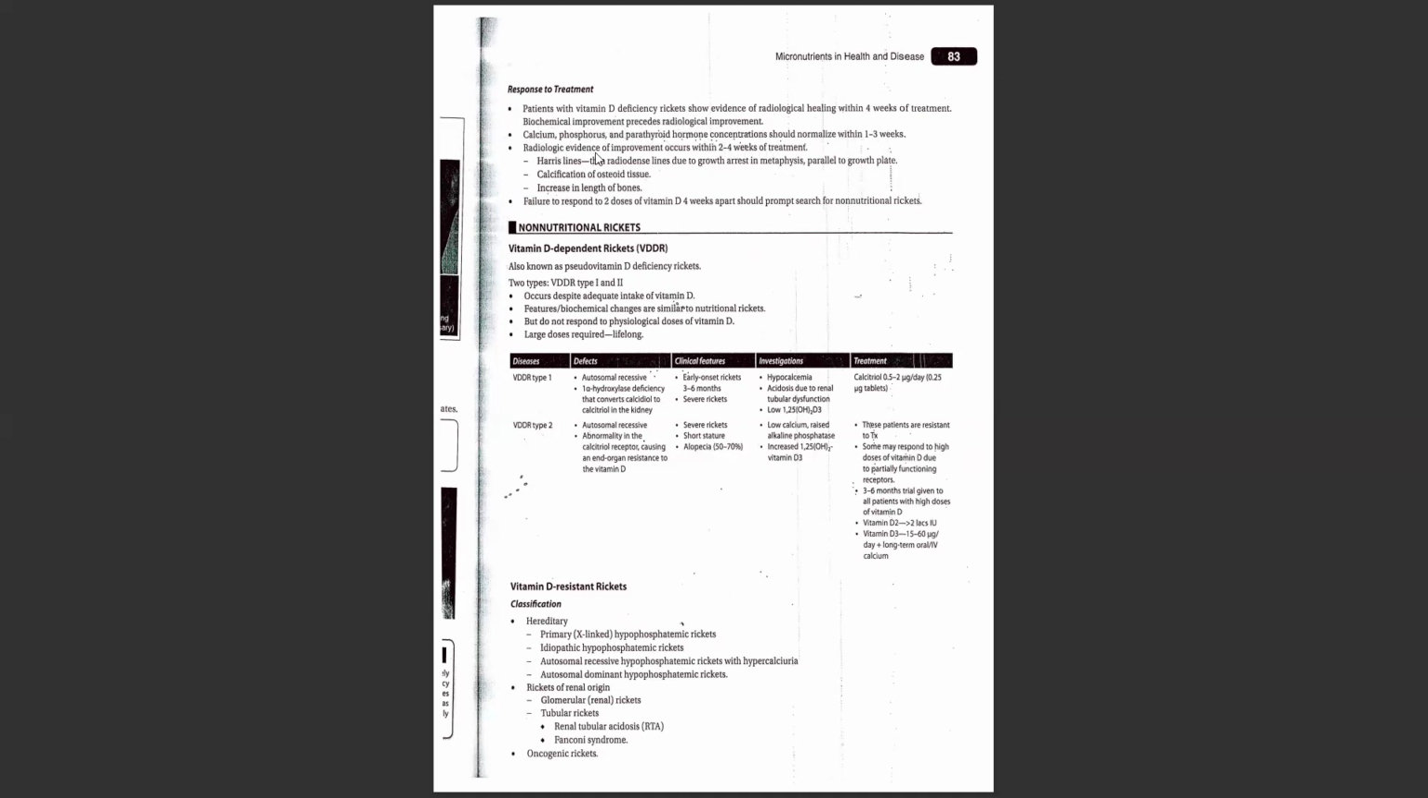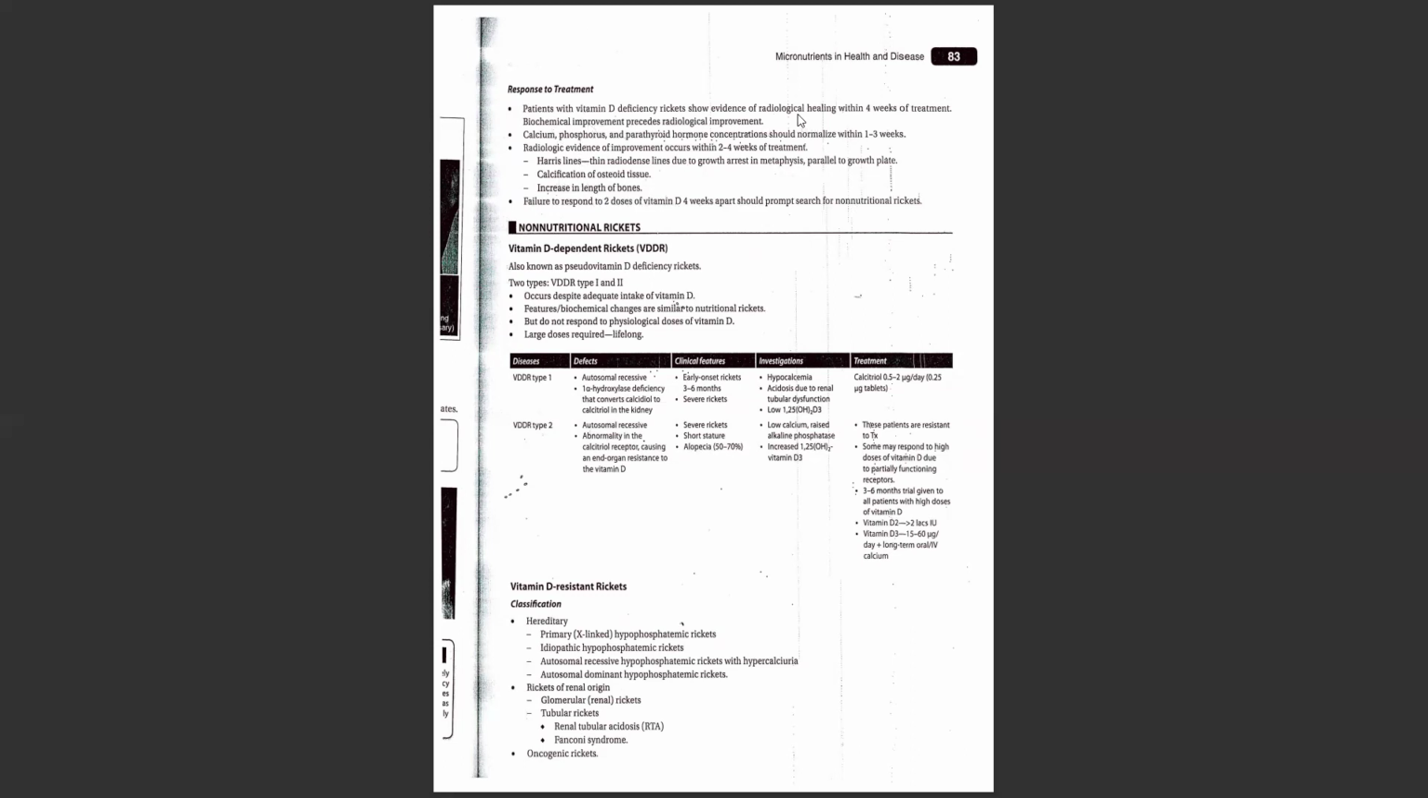There will be Harris lines, thin radiodense lines due to growth arrest in the metaphysis, parallel to the growth plate. Then calcification of the osteoid tissue and increase in the length of the bones. And failure to respond to 2 doses of vitamin D given weeks apart should prompt a search for non-nutritional rickets or refractory rickets. So these are the responses to treatment.